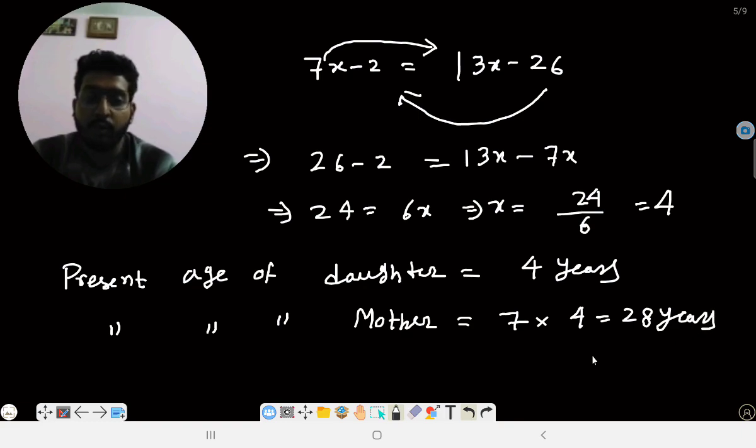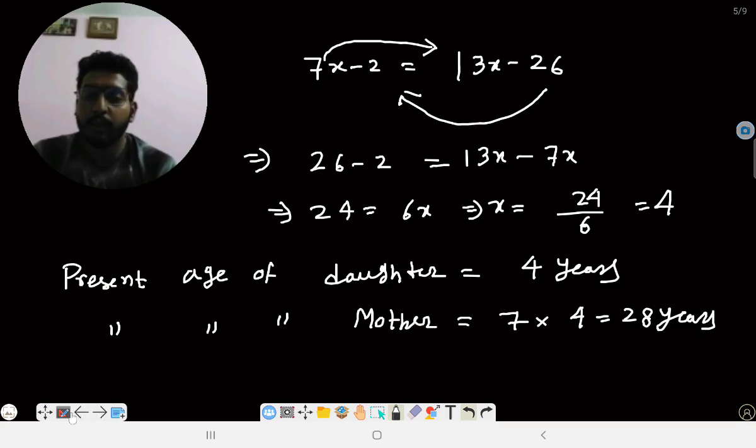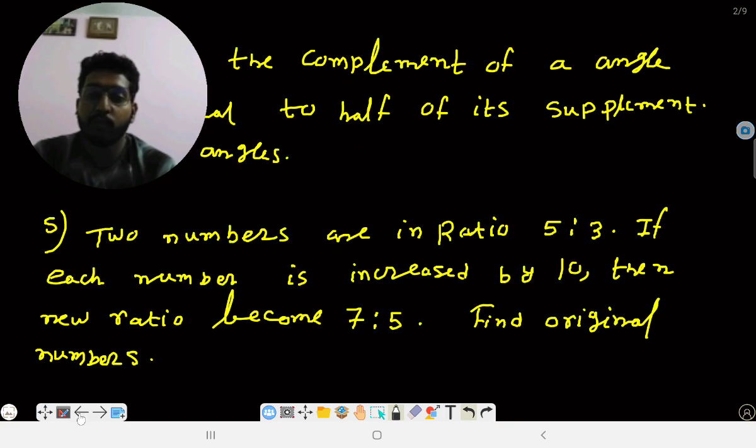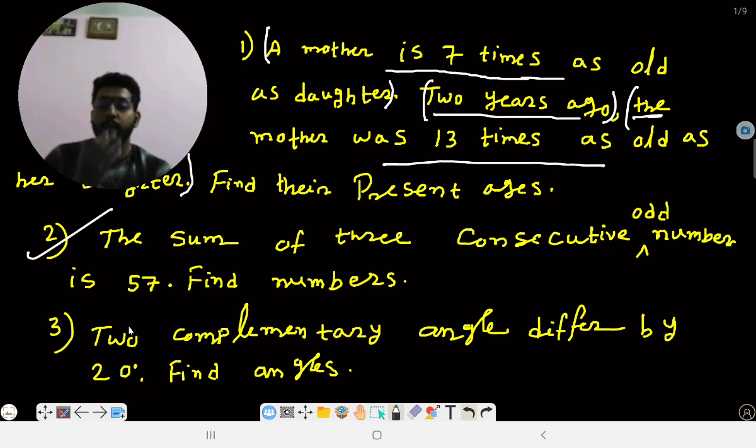Okay, so this is the way to solve word problems of linear equations. Whenever the question is given, just read the question step by step, write the conclusion, then you'll get the answer. Okay, done. This is the first one. Now move to the second one, question number 2. This is an easy one.